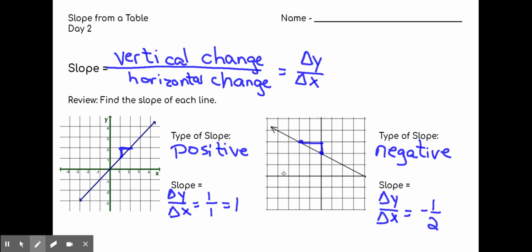So this line has negative slope, and the change in y over change in x is 1 over 2, so it's negative 1/2. If you used a bigger slope triangle, then you should have gotten something like negative 2/4 or negative 3/6 or something else that would have simplified to negative 1/2. Okay, now we're ready to review slope from a table.